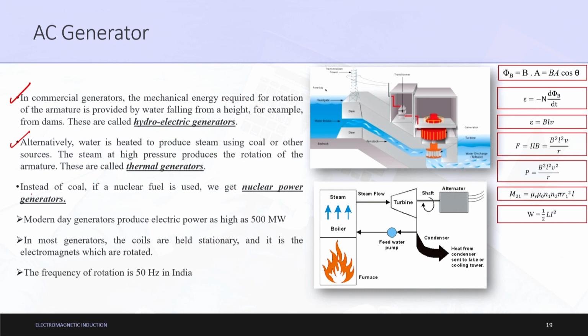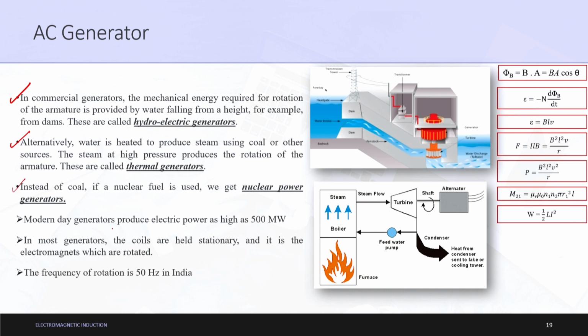Now, instead of coal, if a nuclear fuel is used, then we get nuclear power generators. Just in the place of coal, if we use any nuclear substance, then it is a nuclear power generator. It is quite evident that the energy produced in nuclear power generators will be much higher than in thermal generators.